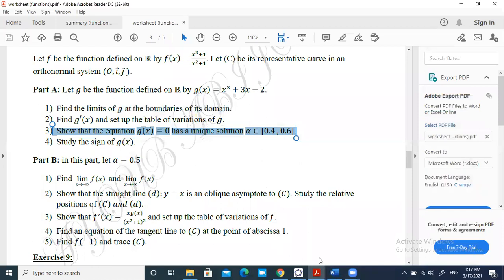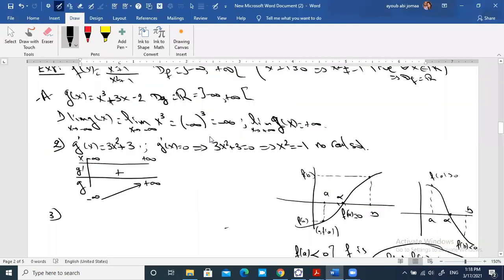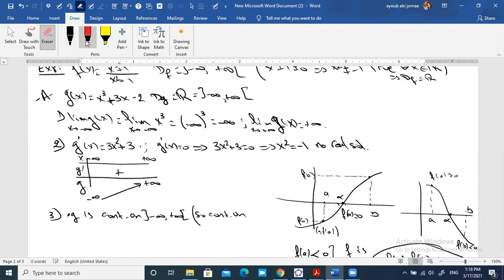First of all, the function is continuous. Why? Because it's a polynomial function. So here, the first condition: g is continuous on negative infinity, positive infinity. The polynomial. So in particular, it is continuous on 0.4, 0.6. Continuous on 0.4, 0.6. The second condition.